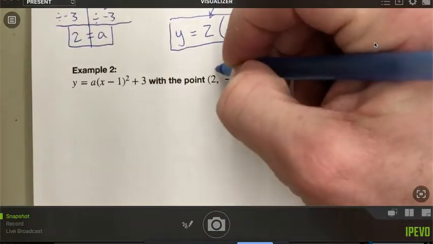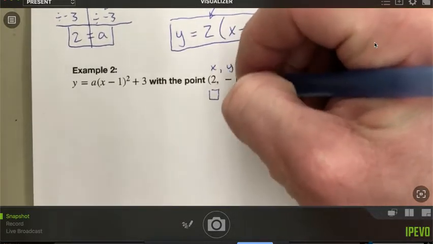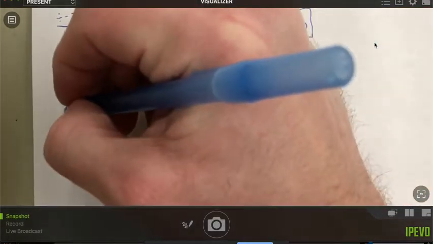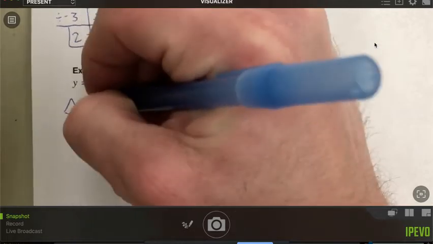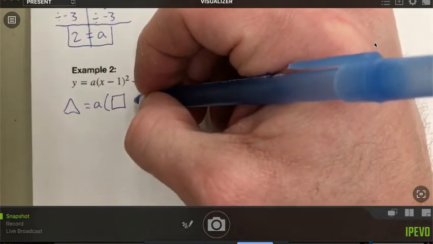So we can do the same thing. You know, here is xy, or if you want to think square triangle, that's great. So in other words, triangle equals A times.